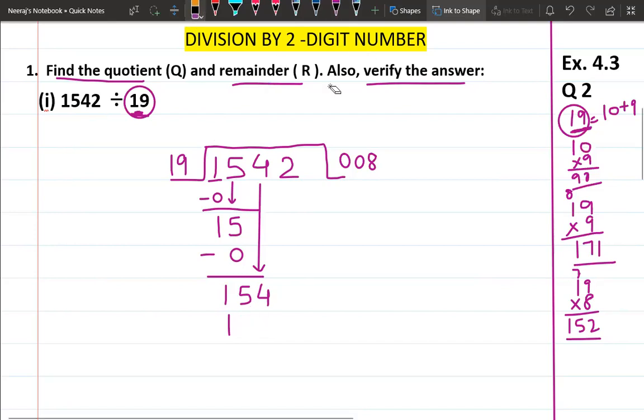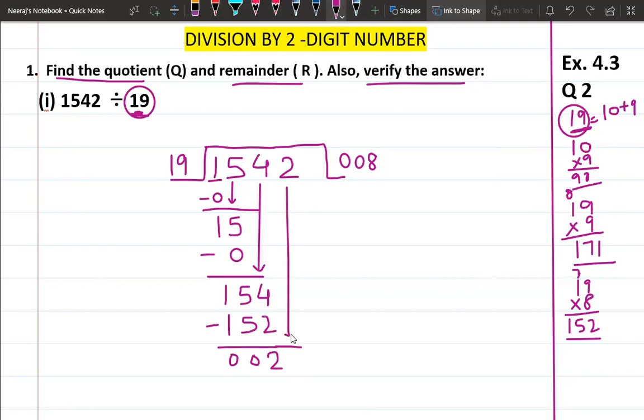So this will be 152. Now you have to subtract these two numbers. So 4 minus 2 will be 2 only. And 5 minus 5 will be 0. 1 minus 1 will be 0. Then you will get 2 as a remainder. Now the last digit is left in the dividend. Just bring it down, making the number 22.